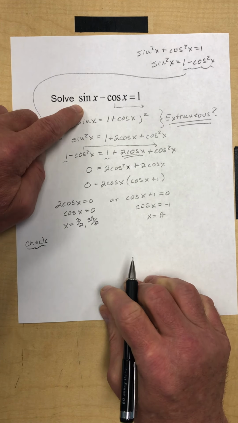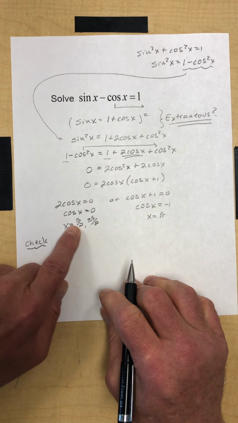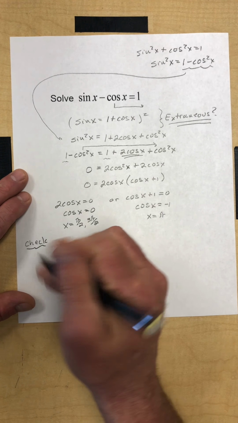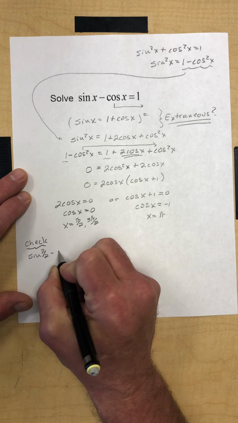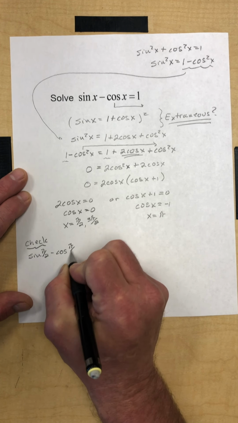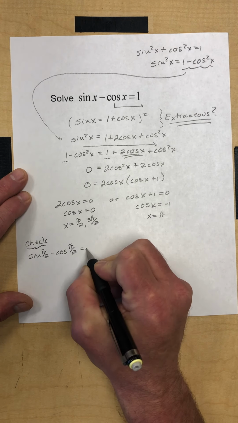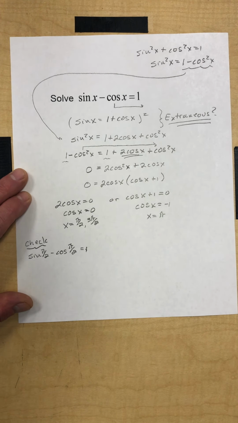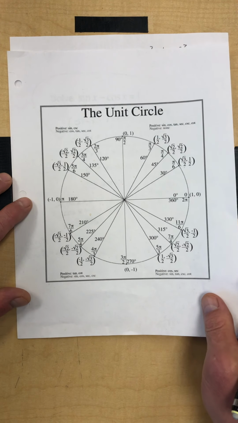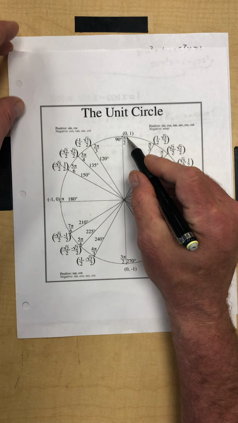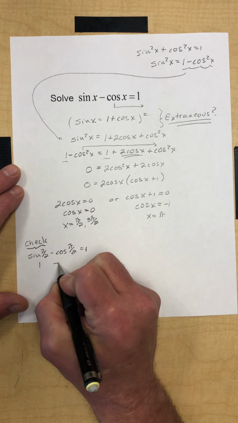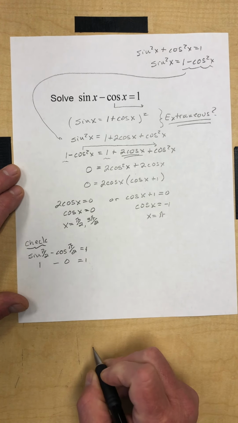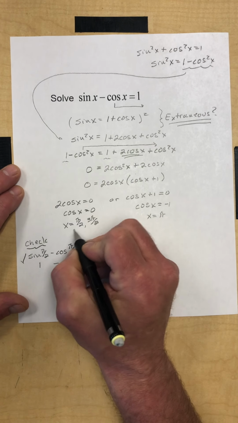And just go back up to this original one. So I'll check pi over 2. So we go sine of pi over 2 minus cosine of pi over 2 equals 1. We say, okay, does that work out? So let's see. Sine of pi over 2 is 1. Cosine of pi over 2 is 0. So I get 1 minus 0 equals 1, and obviously that works. So this guy is a solution.